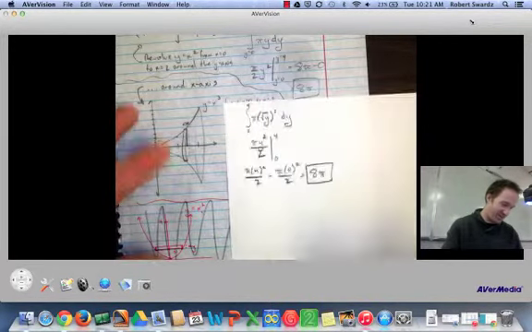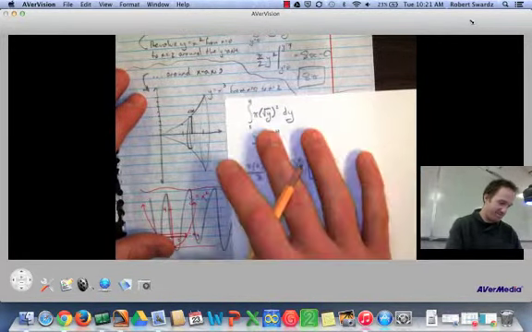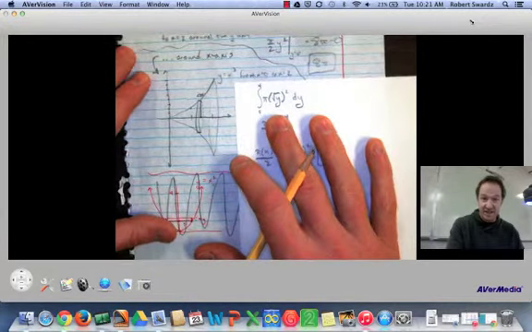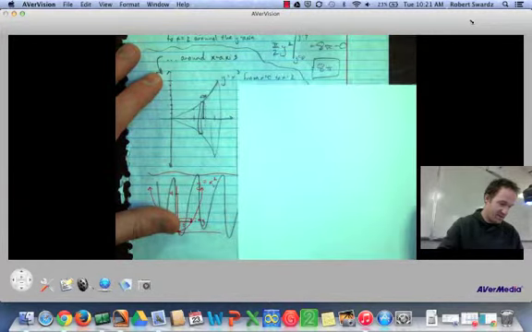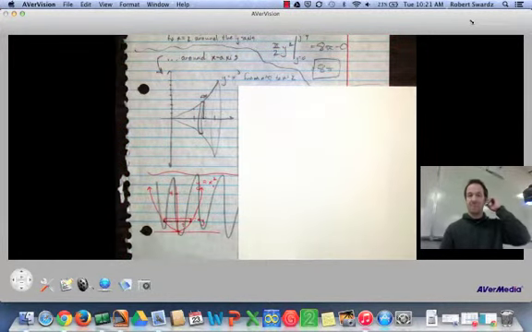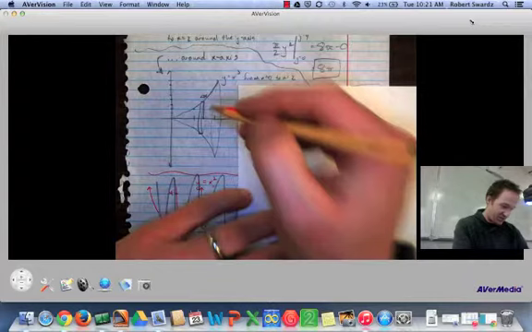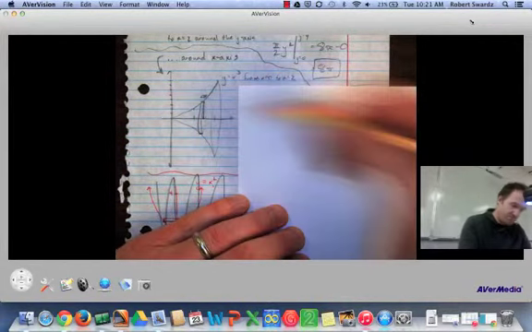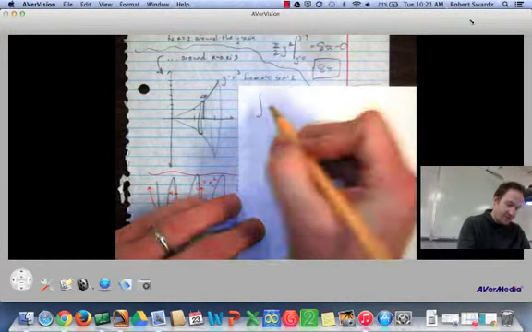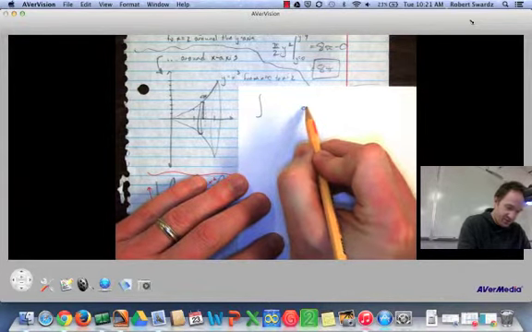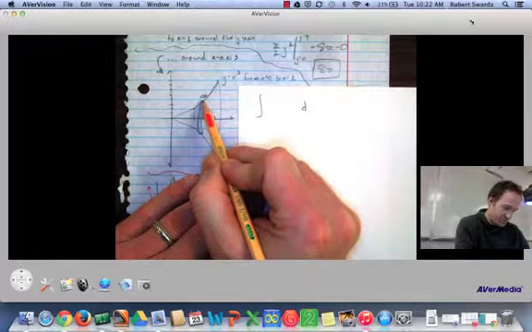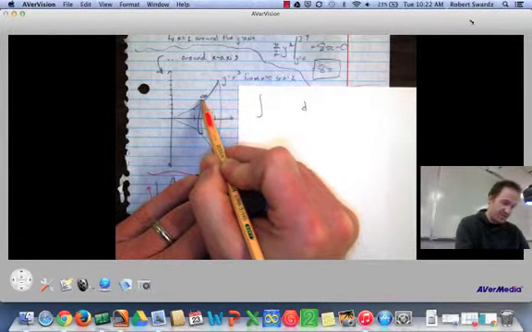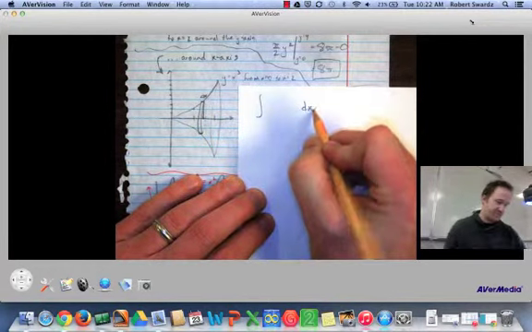Let's take a look at another example here. This time we're rotating around the x-axis, so our disks are going vertically. Now remember, the d part of this is the thickness of our disk. Here's one of our disks. In this case, that's an x quantity, so we're going to be integrating dx.